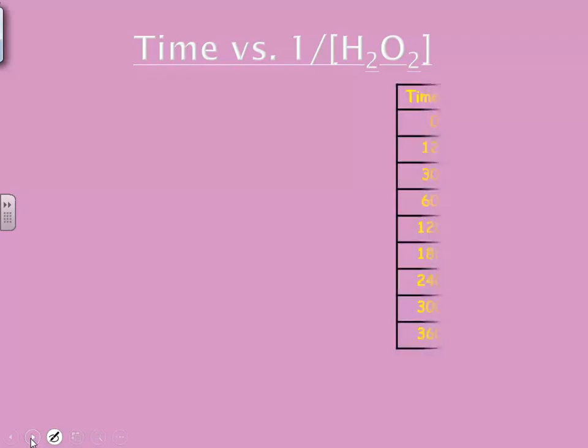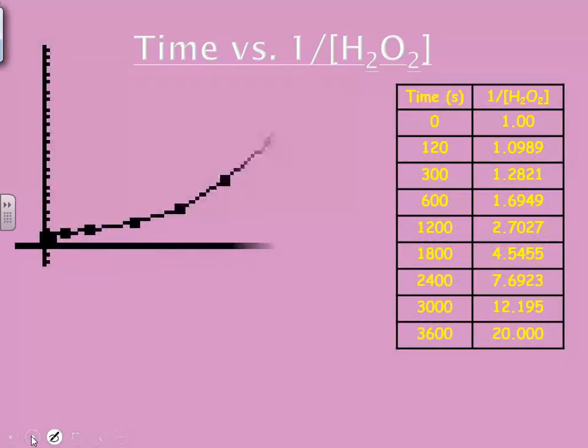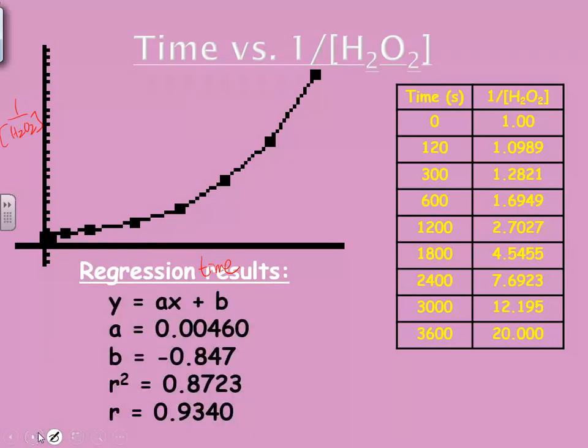If you plot 1 over the concentration versus time, so here is this testing for second order. They took the inverse of the concentration. These are the values if you take the inverse of the concentration. The time values are still the same. Time and 1 over the concentration of H2O2 was plotted. Notice how this is not a straight line. If you look at your linear regression results, your R squared and R values are not closest to 1.